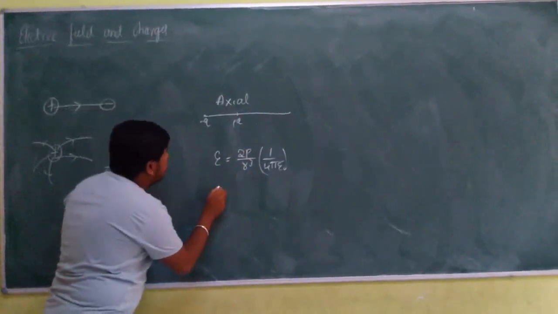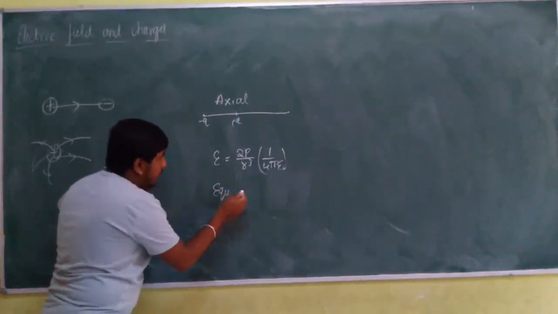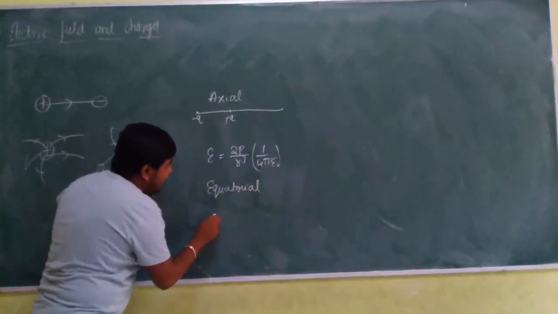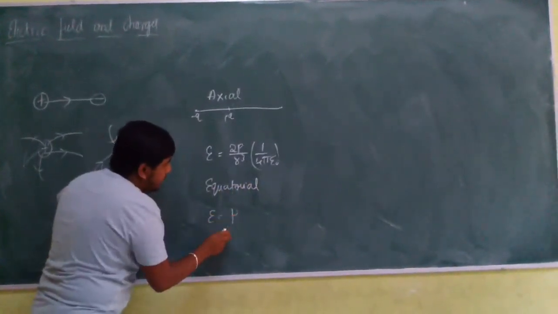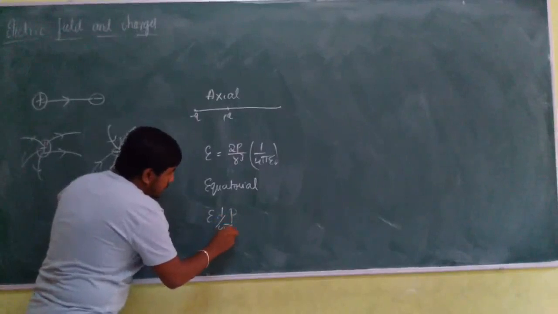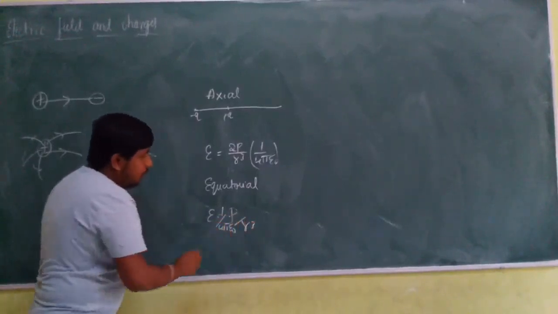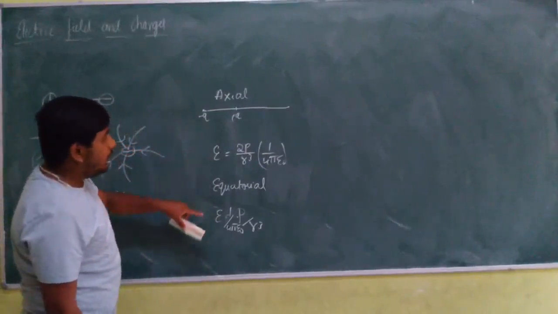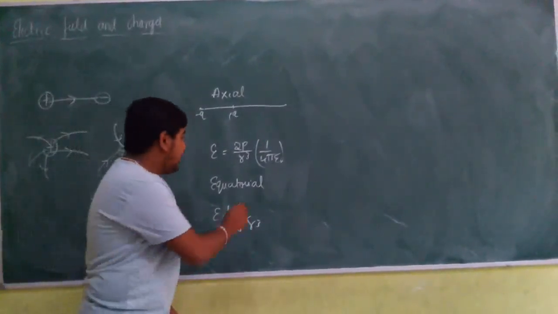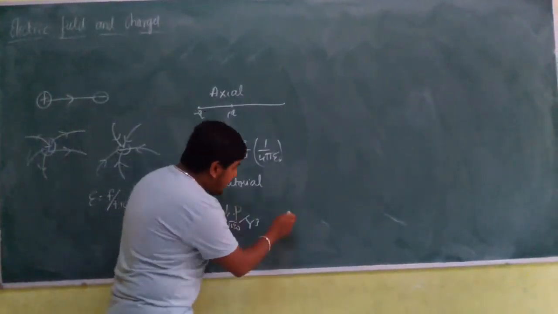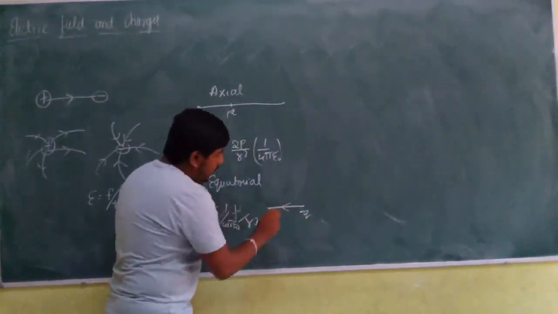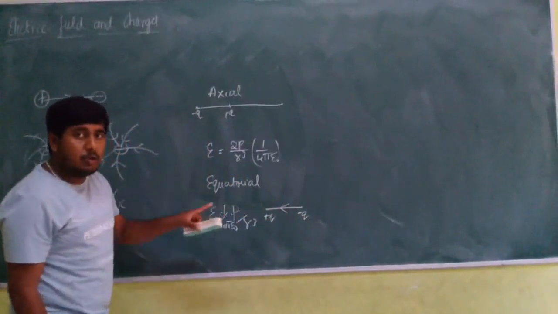Again, the electric field due to an electric dipole on the equatorial line is given by E is equal to minus 1 by 4 pi epsilon into p divided by r cube. This was the formula derived for the electric field due to an electric dipole on the equatorial line. In the diagram, the direction is from negative to positive.